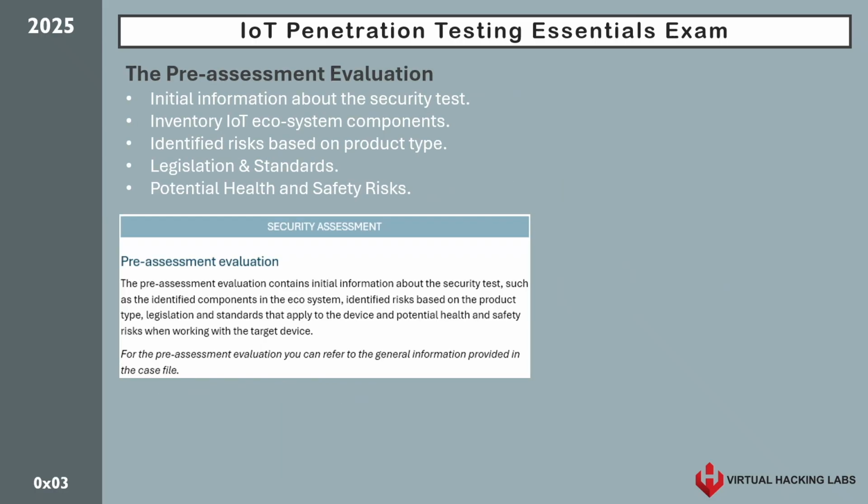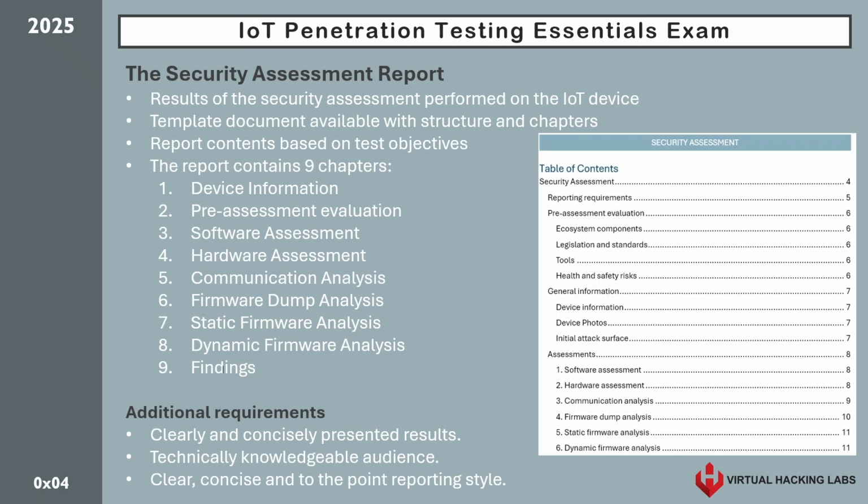The pre-assessment evaluation contains initial information about the security test, such as the identified components in the ecosystem, identified risks based on the product type, legislation and standards that apply to the device, and potential health and safety risks when working with the target device. For the pre-assessment evaluation, you can refer to the general information provided in the case file. Let's continue with the next document, the security assessment document.